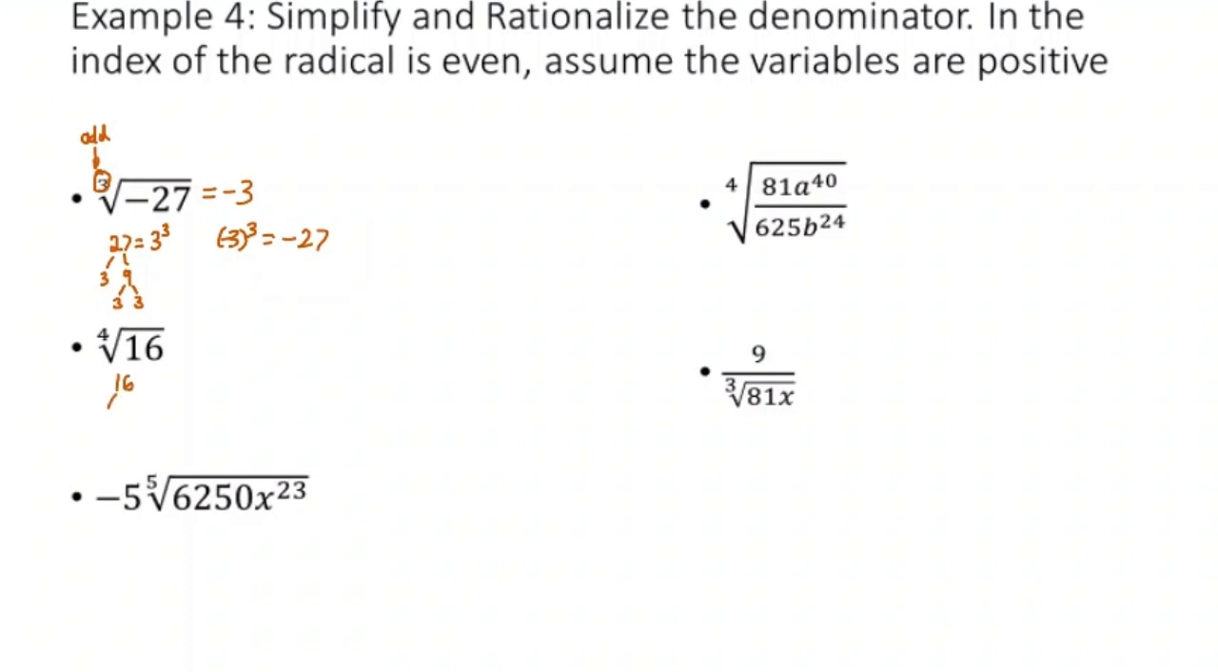16 is 4 times 4, and 4 we know is 2 times 2. So 16 is equal to 2 to the fourth. Since we're trying to take the fourth root of positive 16, we know 2 is a fourth root of 16 and is positive, then the principal fourth root of 16 is positive 2.